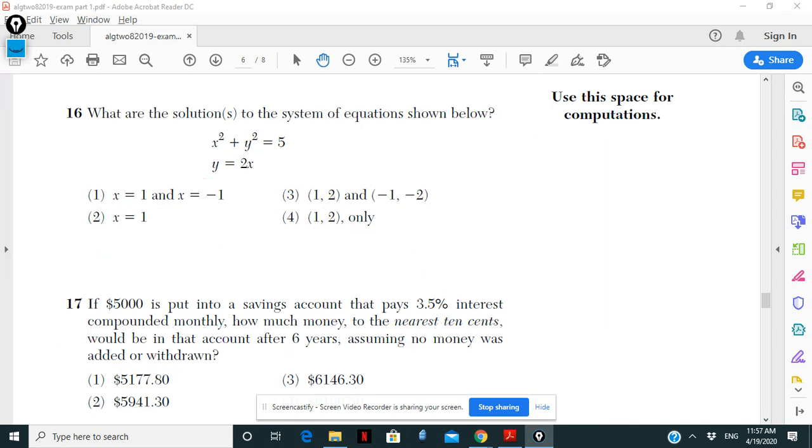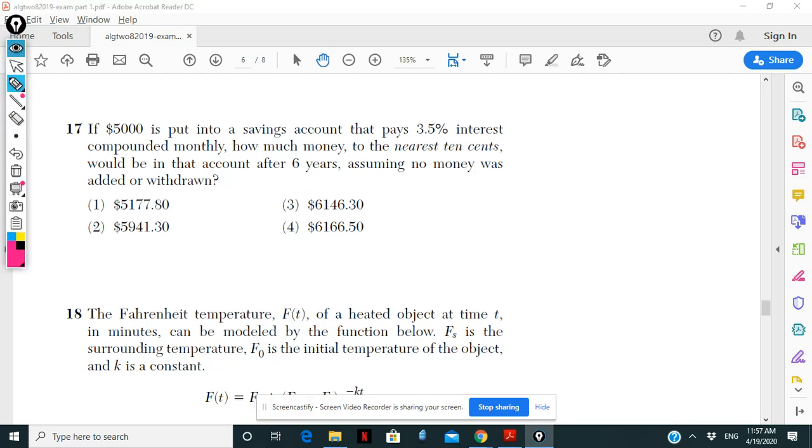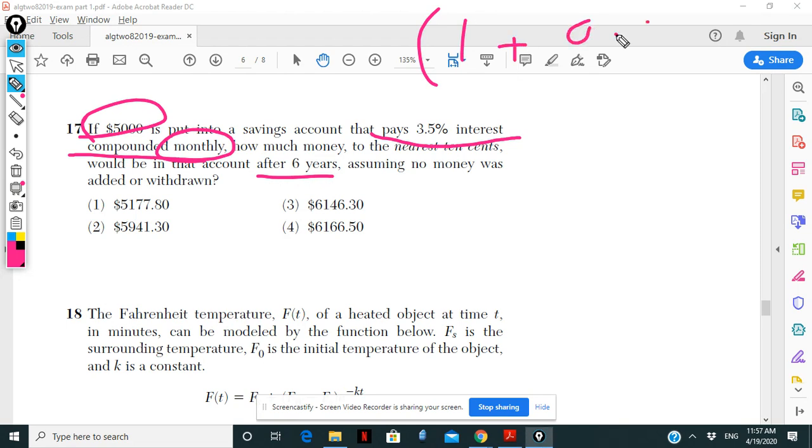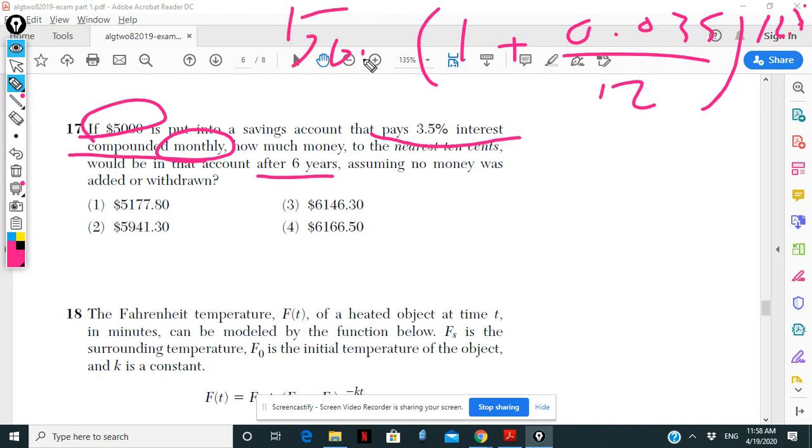Question number 17. Now, he has interest, so that's the initial amount. Interest 3.5 compounded monthly, and he needs to know after 6 years. Since it's compounded monthly, the interest rate is going to be divided by 12. Here is 12 times the year, and here is the initial amount.